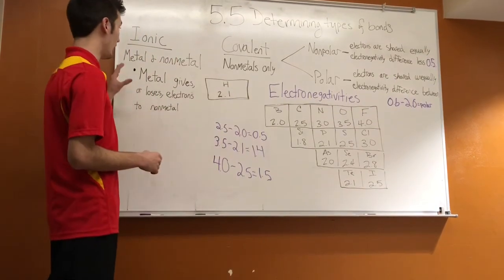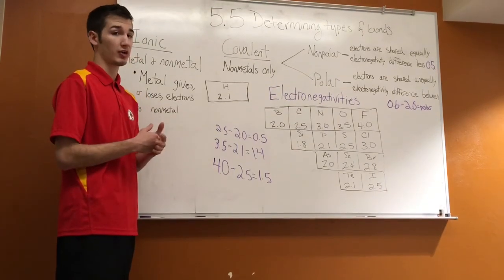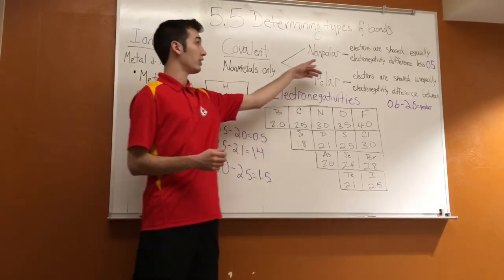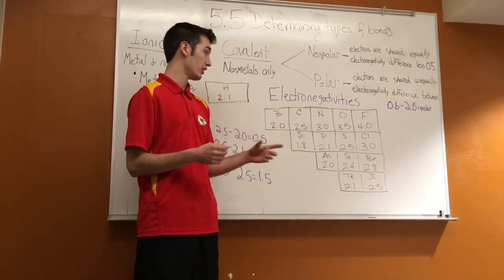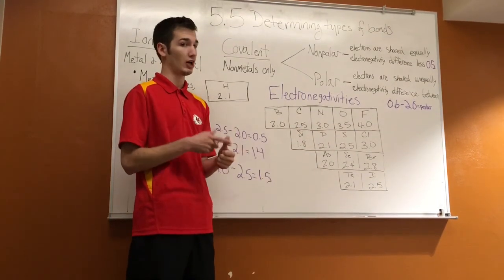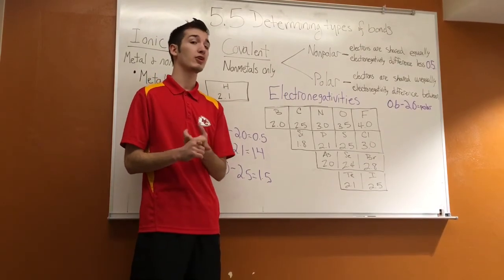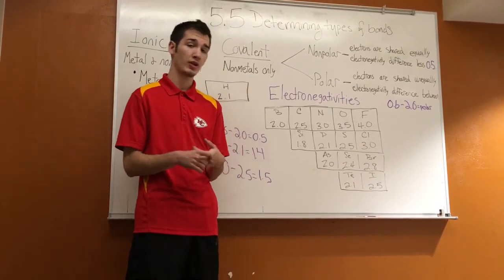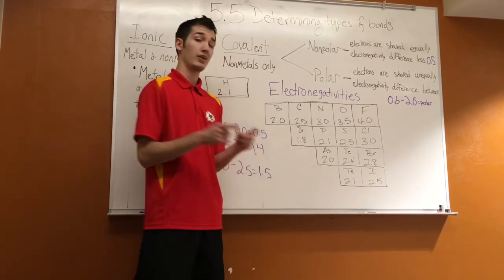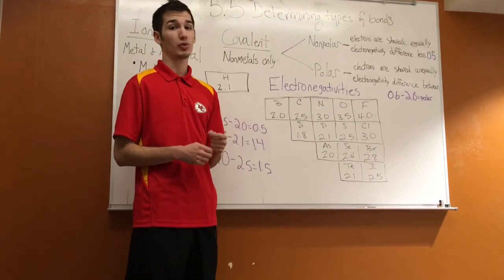So just for review, ionic: giving electrons away, not really sharing them, just giving them. Covalent: shares electrons. Nonpolar: shares equally, with an electronegativity difference of 0.5 or less. Polar: any electronegativity difference between 0.6 and 2.0, and those share very unequally. And that's the way the cookie crumbles on differences between bonds.